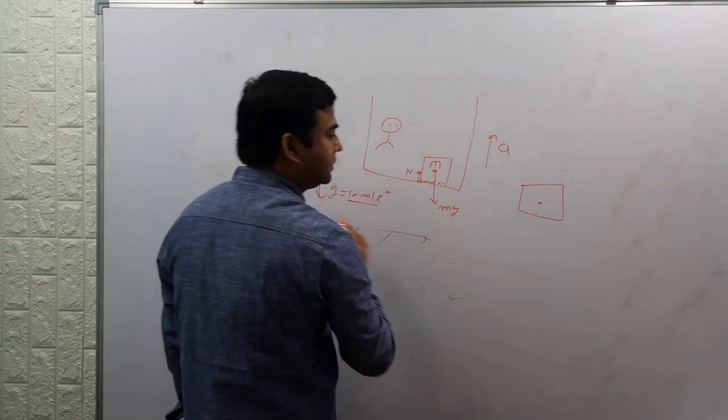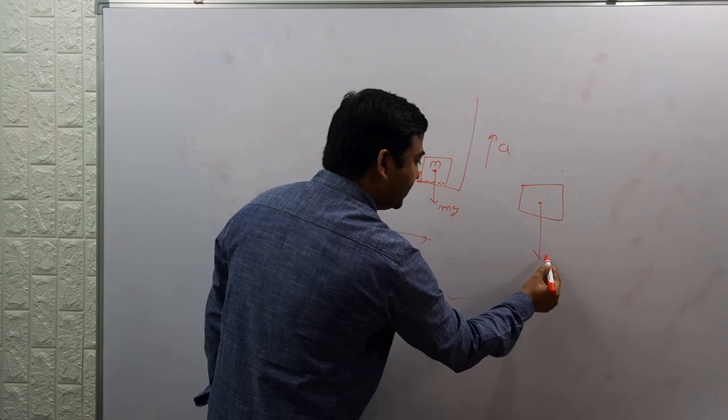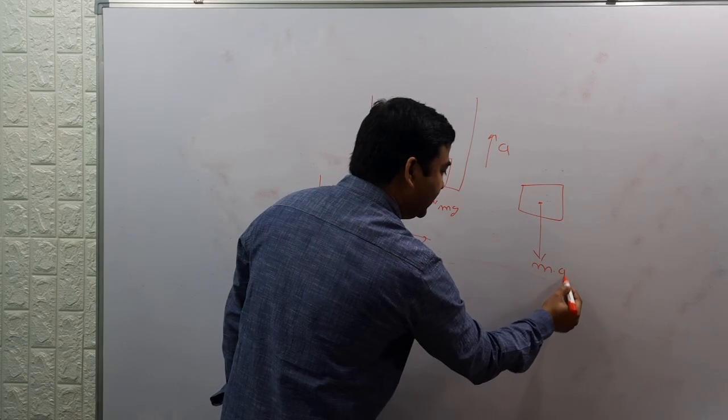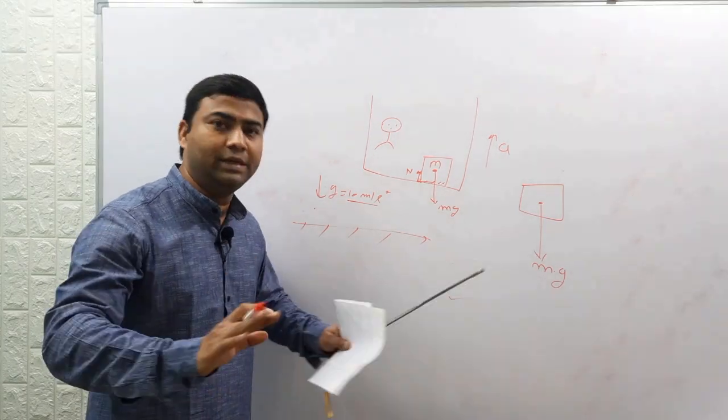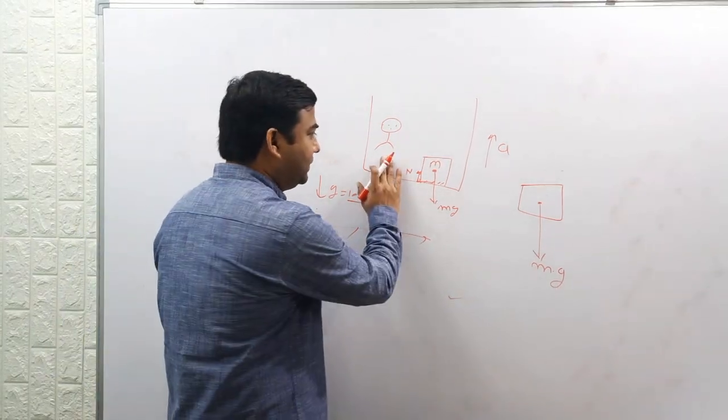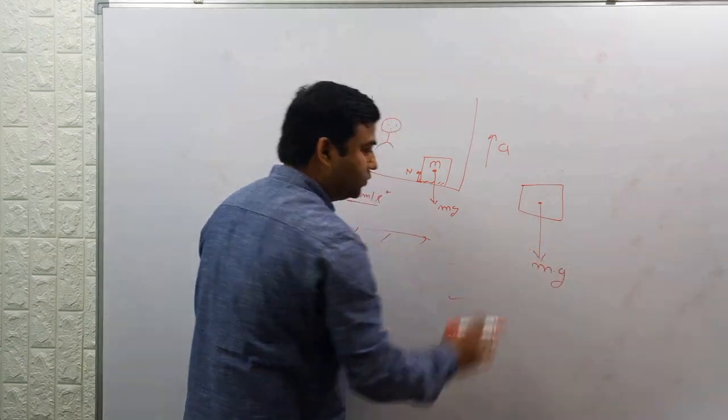I am sitting inside this lift. So the real force, that is due to gravity, mg, will be considered. All the real forces acting on this mass will be considered. From the lift, I am considering a mg force downward.